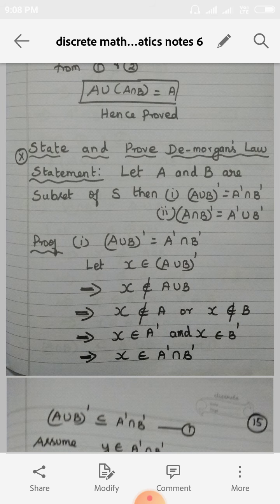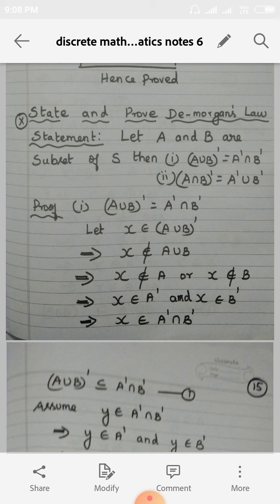Let us prove the first case: (A union B) dash is equal to A dash intersection B dash. Same procedure. First consider the left hand side. Let x belong to (A union B) dash. What does it mean? x does not belong to A union B, right? So x does not belong to A union B.